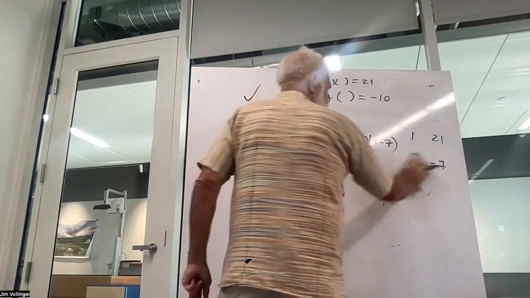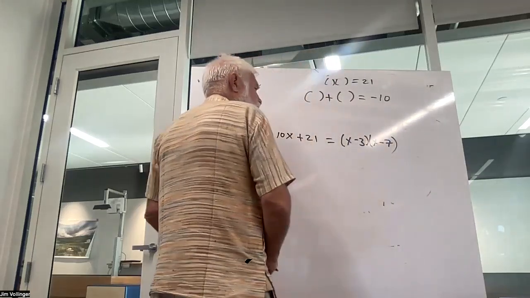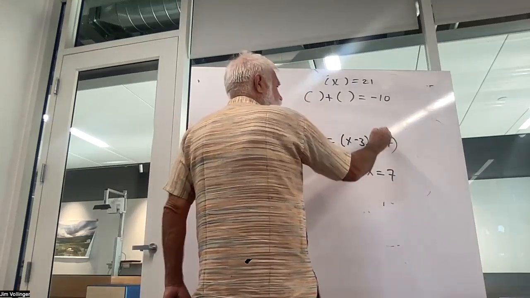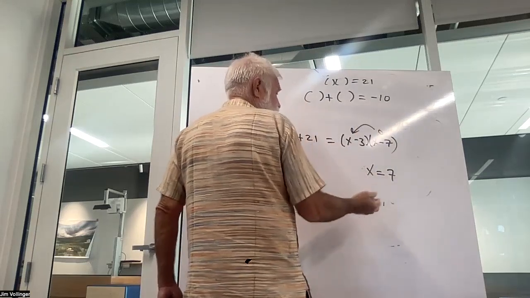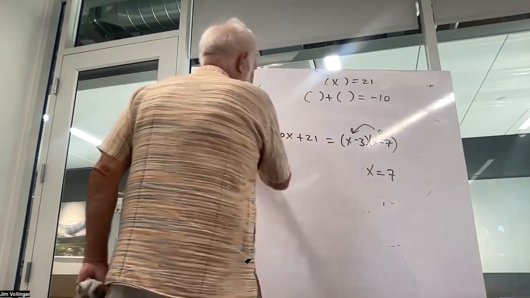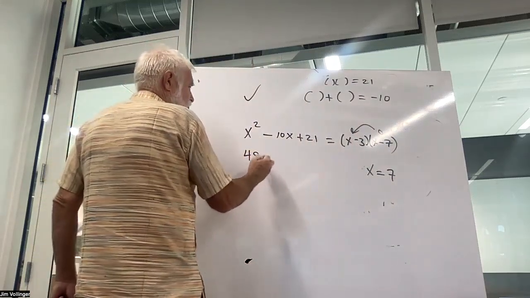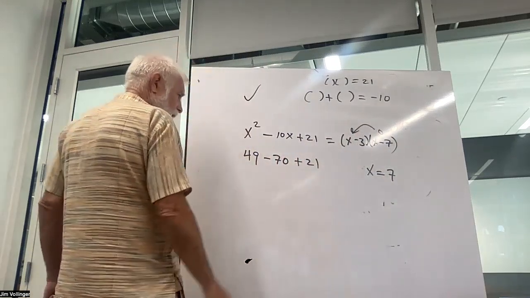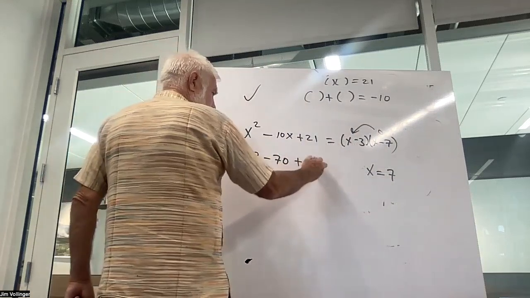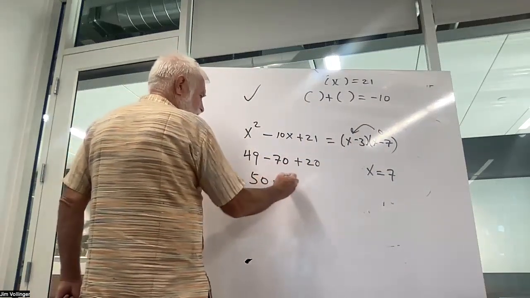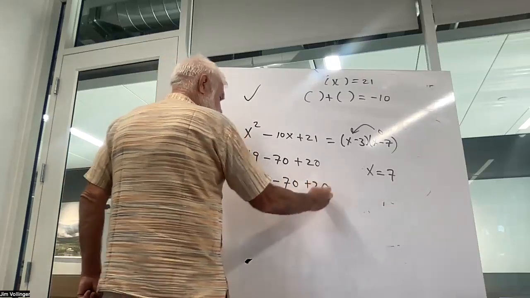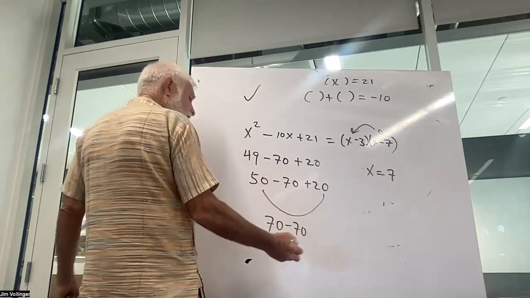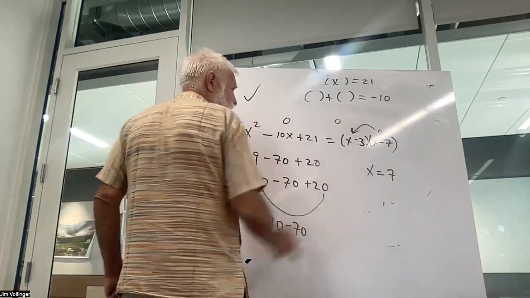Now, what's a good number to pick? I should have picked a better number before. I picked one at random. I'm going to let x equal 7, because what's 7 minus 7? 0, and 0 times anything is 0. So I'm going to put a 7 over here and see if it comes out as 0. 49 minus 70 plus 21. 1 and 9 makes 50. And 50 minus 70 plus 20, 20 and 50 makes 70. 70 minus 70, lo and behold, both sides equal 0 when I pick a 7.